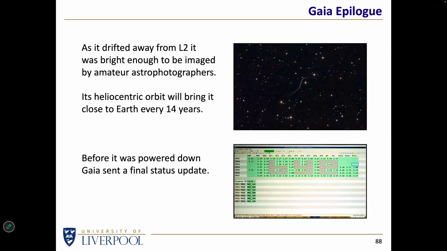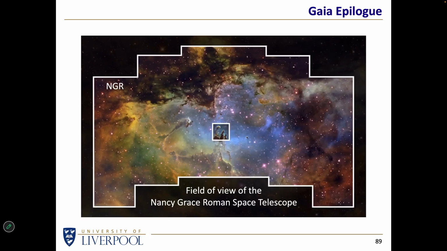It basically said goodbye, and then it was shut off completely. Is there going to be a Gaia 2? Probably not. But in a very short length of time, we're going to have the Nancy Grace Roman go up. They've brought the launch forward.